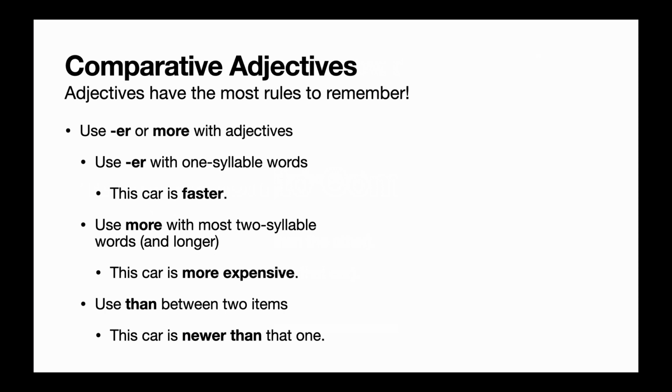And with a longer word like expensive, expensive has 3 syllables, so we would put the word more in front of it: more expensive. We would not say this car is expensiver, or we would not say this car is more fast. So to use these comparatives correctly, we need to think about how many syllables are in the word. And again, just like with our other parts of speech, we use than between 2 things. So this car is newer than that one.